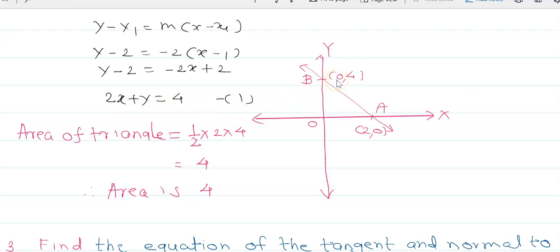And that's why the point is (0, 4). Now, here is a triangle AOB. We want to find out the area of the triangle. It's clear that these two lines are perpendicular, and this is the base and the height. 2 into 4 into 1 upon 2, that is the area of the triangle, which equals 4.